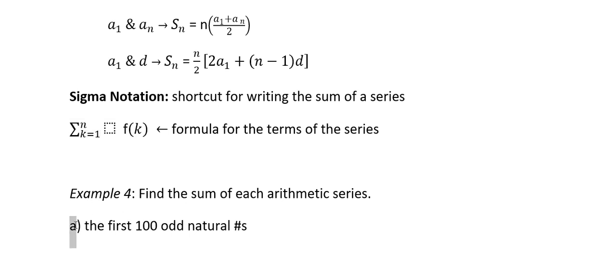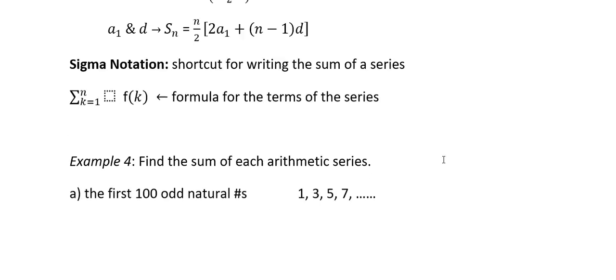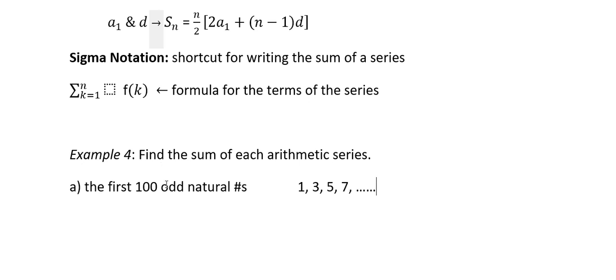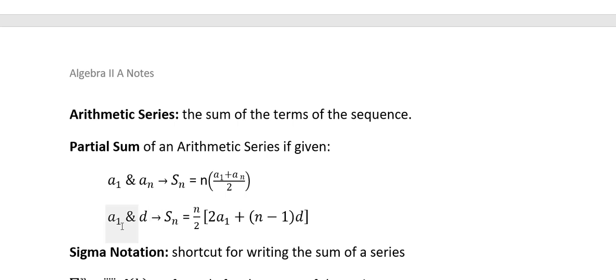So if we start with example A here, example 4, part A, we want to know the sum of the series for the first 100 odd natural numbers. So that would be 1, 3, 5, 7, and so on, all the way up to a sub n when we have 100 of them. We don't necessarily have to know what that is. So we'll start, we're given a sub 1, and we know that they're odd, so we know the change in between these is going to be 2. So we're going to use this equation to start with.